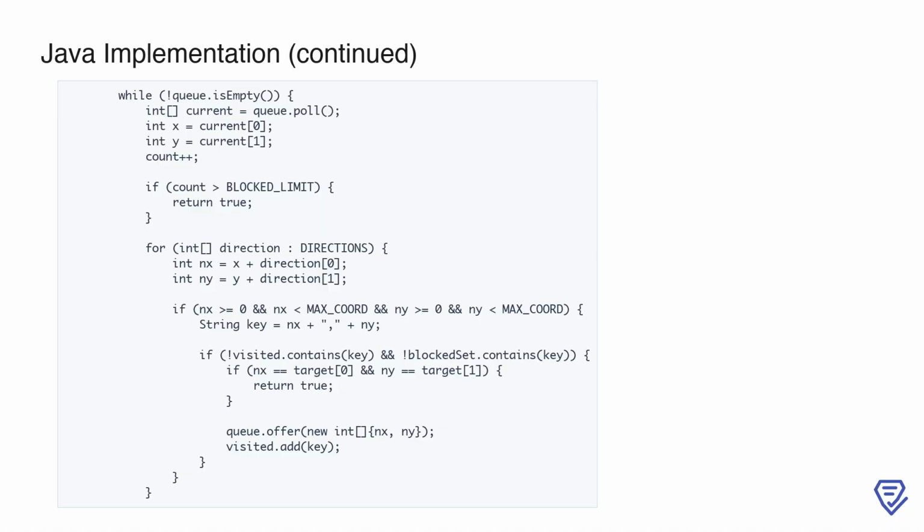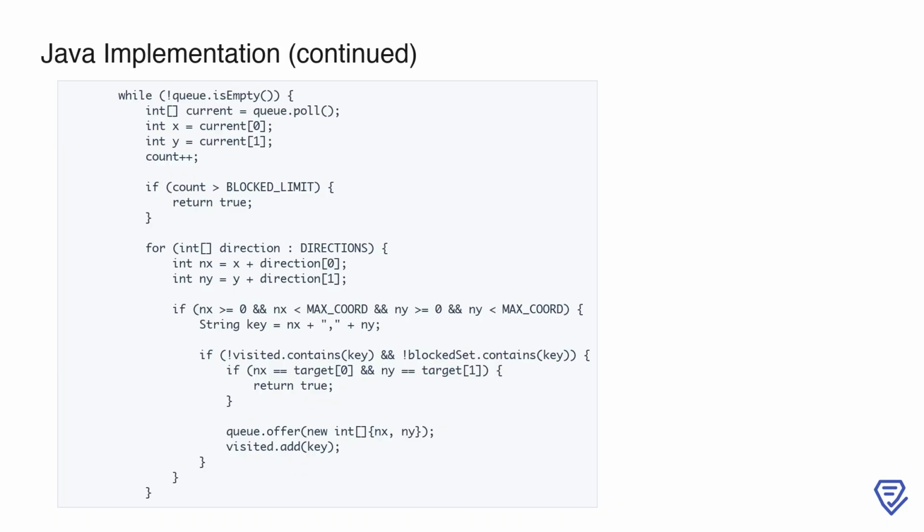Now, the BFS method begins by initializing the necessary data structures. We use a hash set to keep track of visited cells and a queue for the BFS traversal. The starting position is added to both the queue and the visited set. We also initialize a counter to track how many cells we have explored. Inside the BFS loop, we process each cell by dequeuing the current position and incrementing the counter. If the counter exceeds the blocked_limit, we can conclude that the area is not fully enclosed by the blocked cells, so we return true.